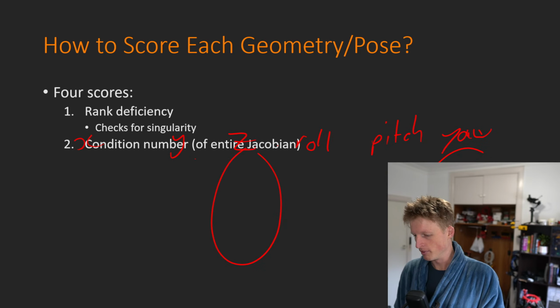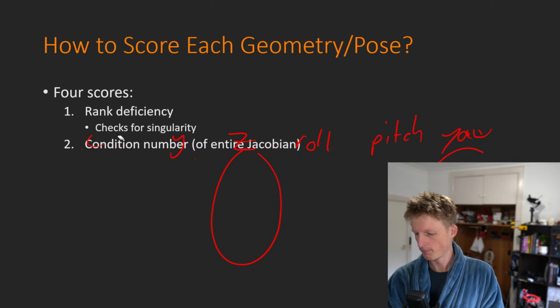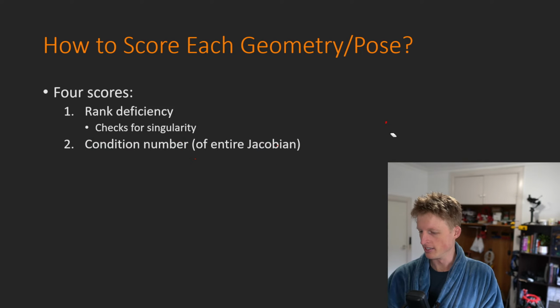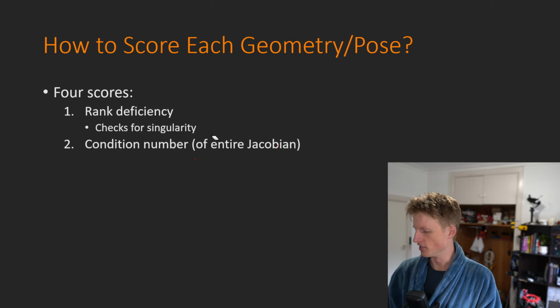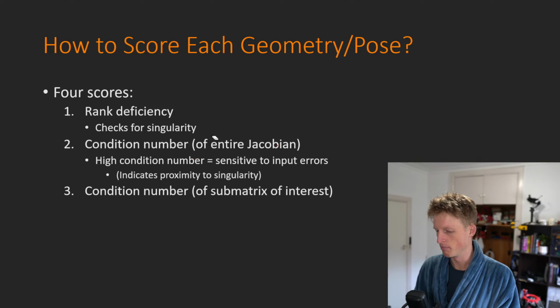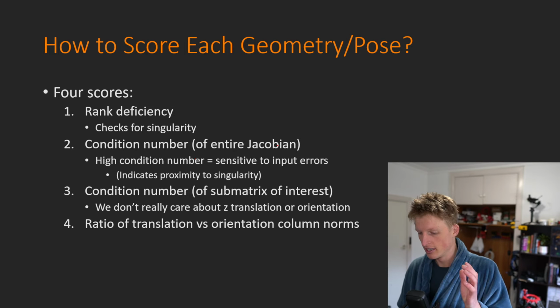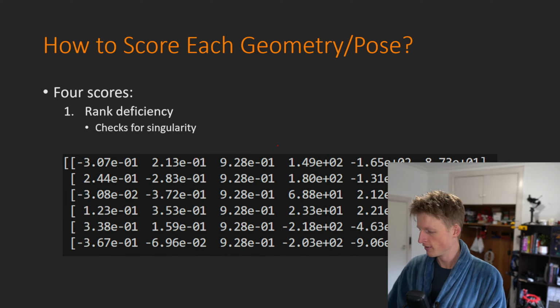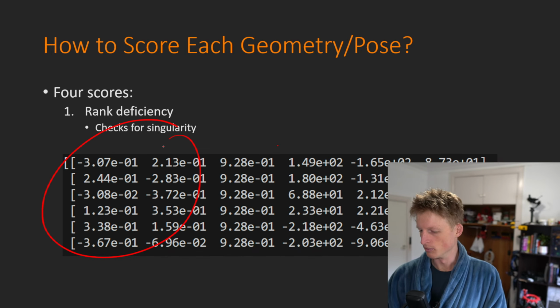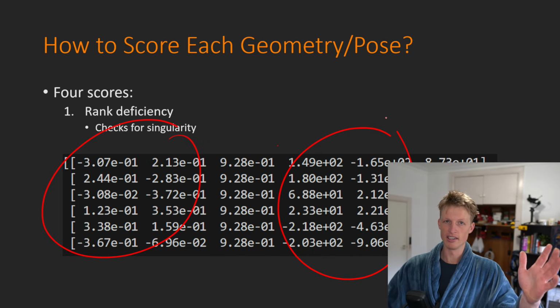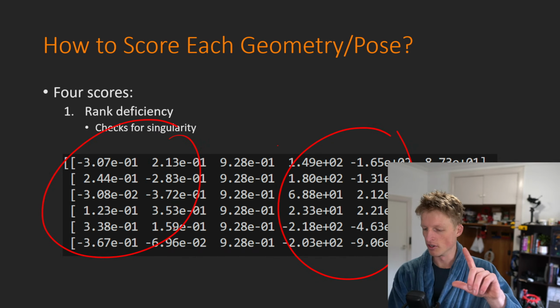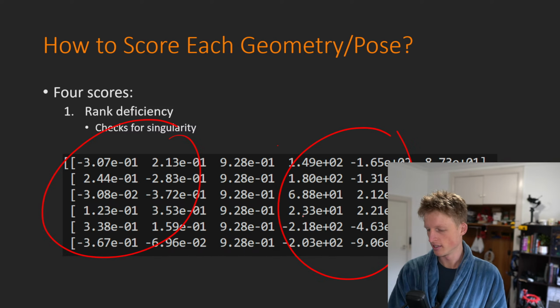So with that in mind, I have made a second form of the condition number that only checks the submatrix that we care about. It takes the XY columns, it will look at these, and it will look at these, and it will create the condition number for those. So it's kind of like the symmetry of those two pairs.